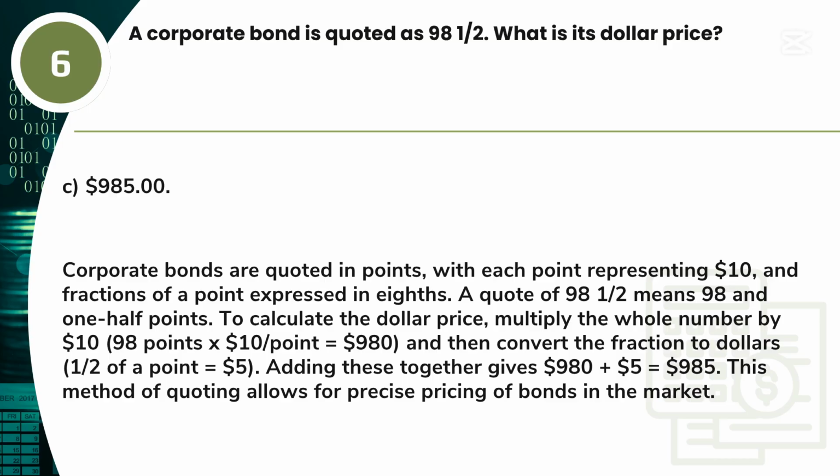$985. Corporate bonds are quoted in points, with each point representing $10, and fractions of a point expressed in eighths. A quote of 98.5 means 98.5 points. To calculate the dollar price, multiply the whole number by $10: 98 points x $10 per point equals $980, and then convert the fraction to dollars. 1/2 of a point equals $5. Adding these together gives $980 plus $5 equals $985. This method of quoting allows for precise pricing of bonds in the market.